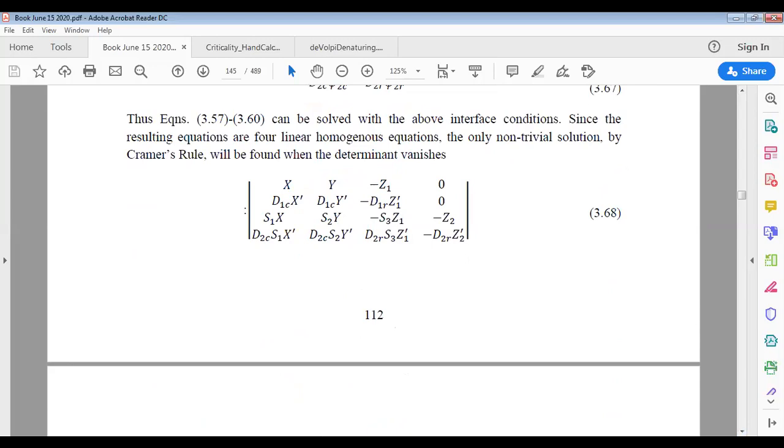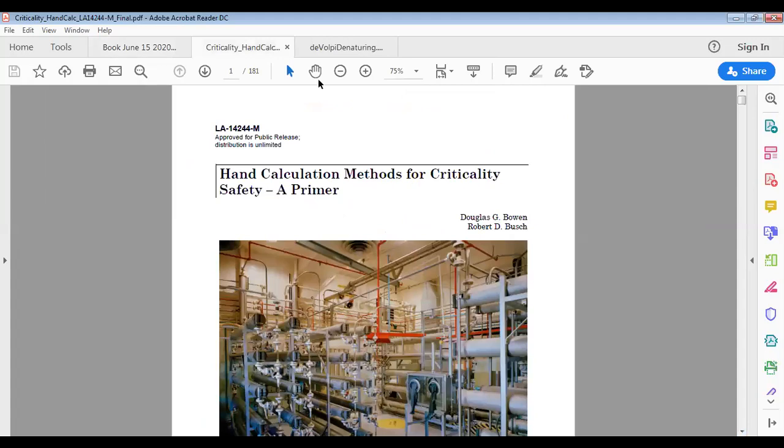Okay, so let me now go to a criticality method. Let me start sharing another document with you, so you get some idea of the practical side of things. I'll take you through four or five pages from the Los Alamos report LA-14244-M, approved for public release. Distribution is unlimited. I hope this is fine, as it's just for educational purposes.